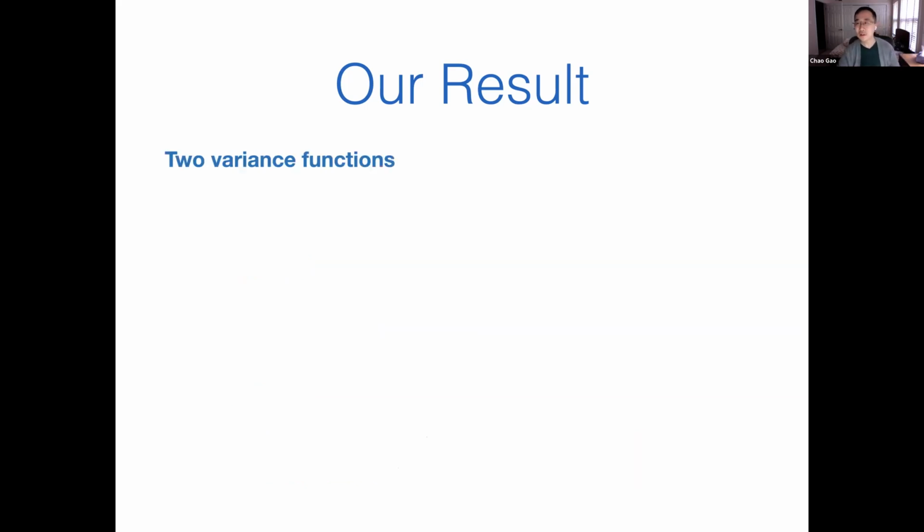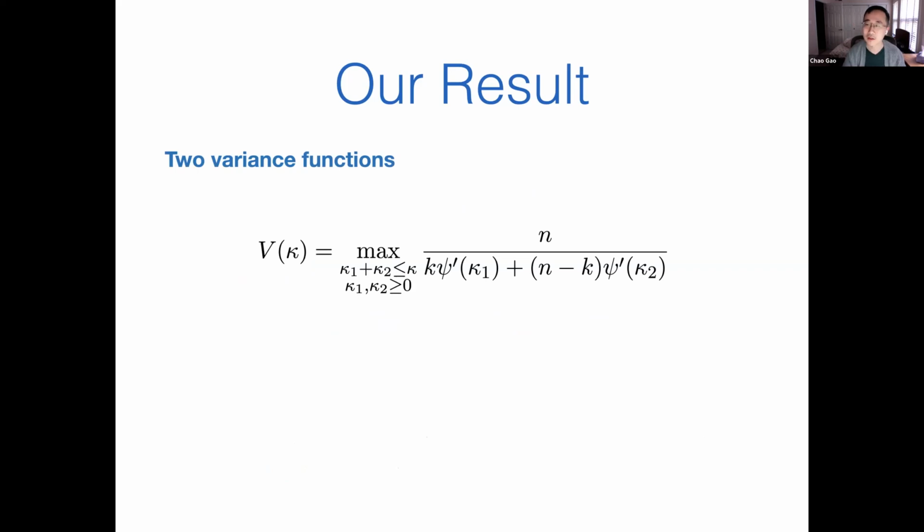So before introducing our results, let me try to define two functions. We call this the variance function. So remember, the parameter kappa is a dynamic range. It bounds the difference between the strongest player and the weakest player, right? So given a kappa, you can solve this optimization problem. This gives you the value of V of kappa, right? So this function is defined in this way.